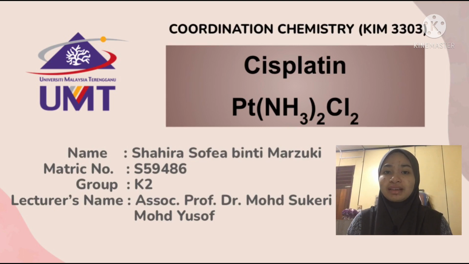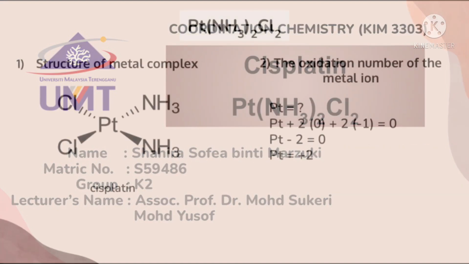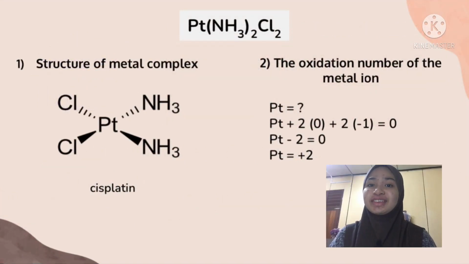Today, I will be discussing a metal complex. I have chosen Pt(NH3)2Cl2, which is cisplatin, with the structure shown. The oxidation number of the metal ion, which is platinum, is 2+. The calculation is as shown.